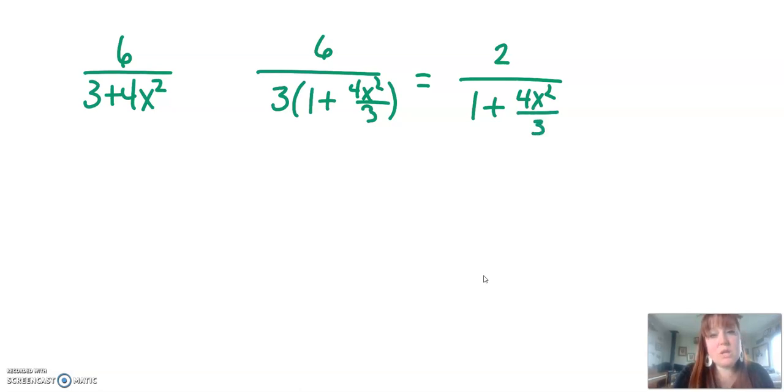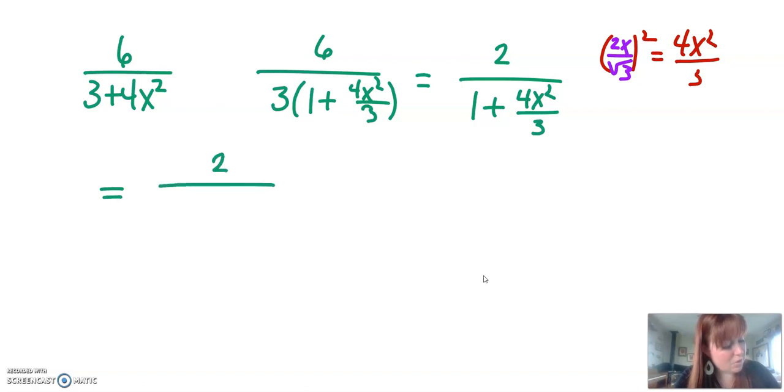Okay, so we're really close to being in the right form, but we need to get this, I'm pointing at it as if you can see it, this right here as some quantity squared, right? So what squared equals 4x squared over 3? Well, remember it would be 2x over root 3. We kind of figured that out on our last one. So that equals 2 over 1 plus 2x over root 3 squared. Okay, so now we're in a form that we can do a trig substitution.